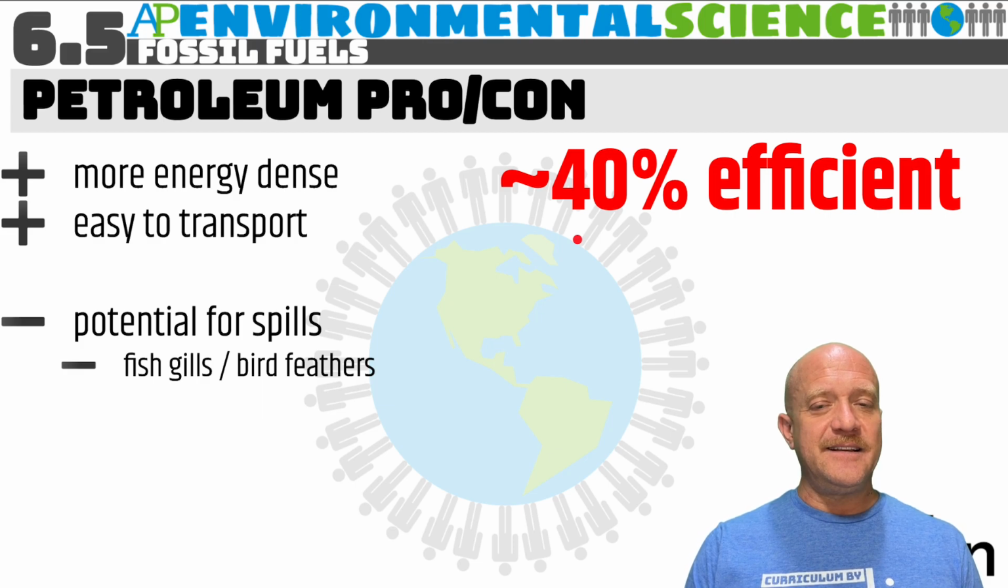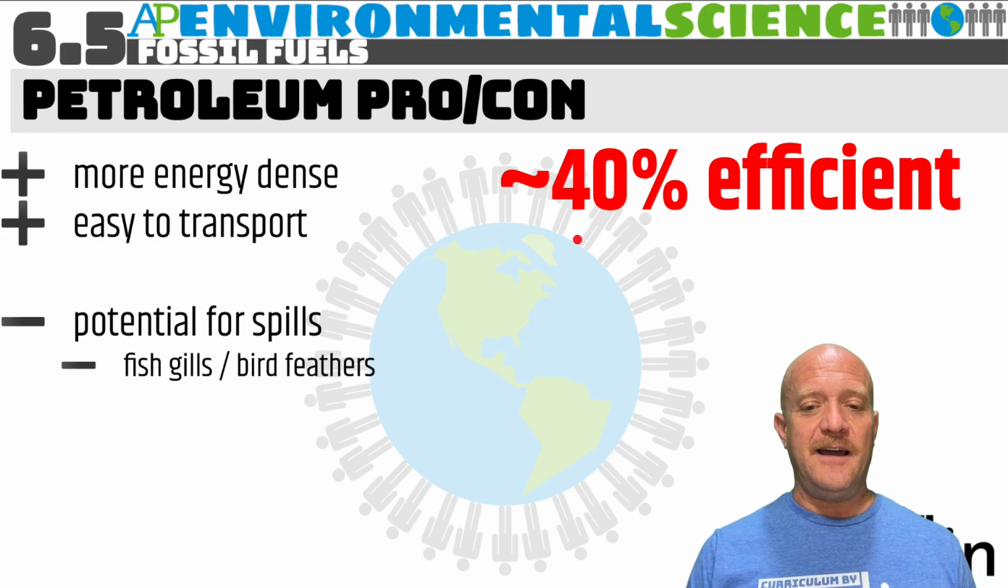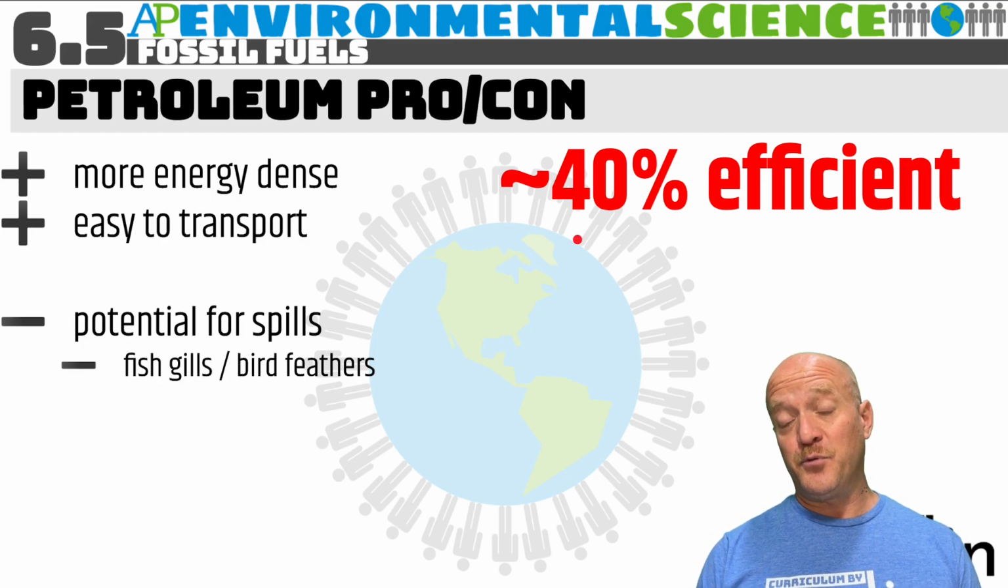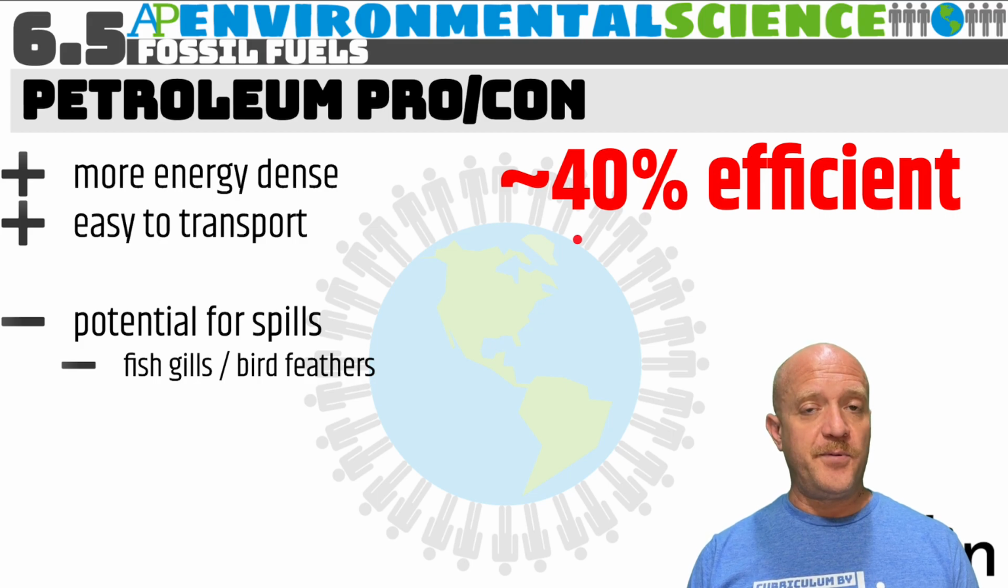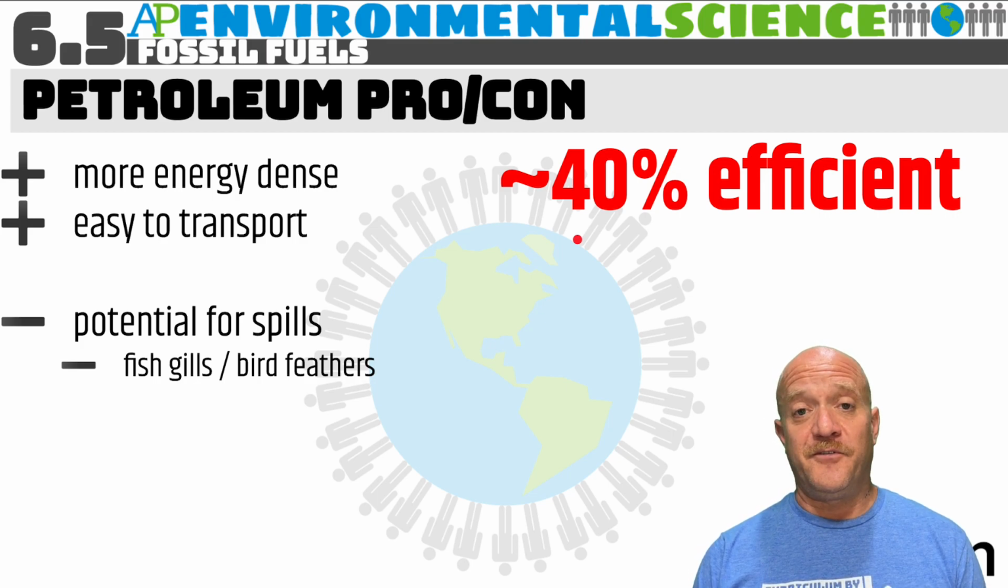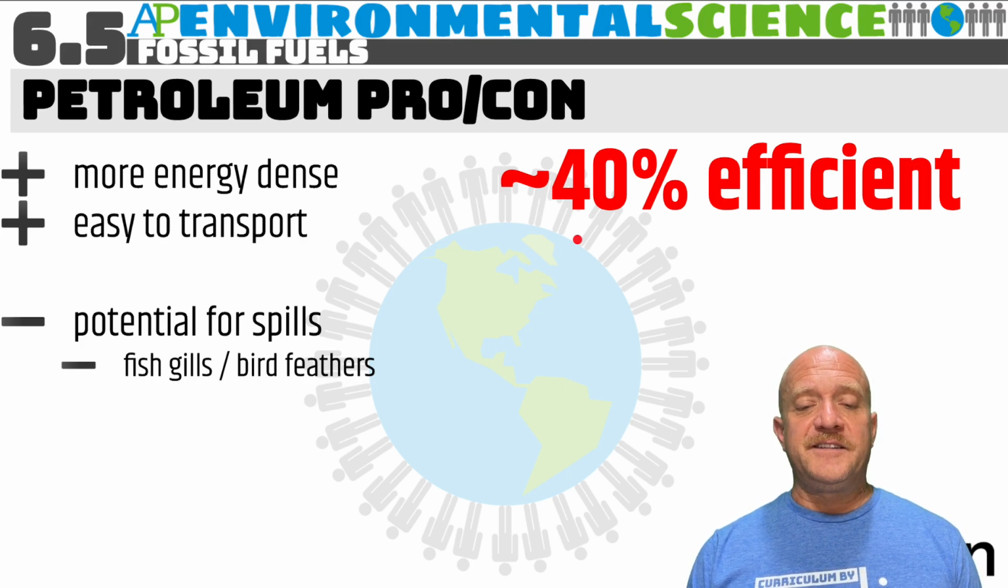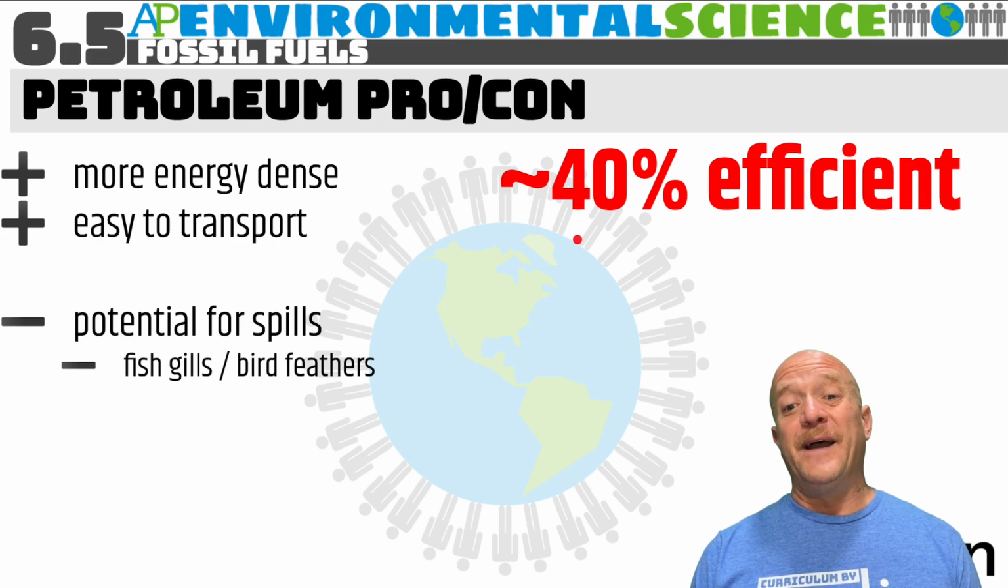It does have a potential for spillage. If it spills, like we've had some major disasters in the past, it can coat the fish gills, making it virtually impossible for them to breathe. It can also coat birds' feathers, making it impossible for them to fly. So this can be very disruptive for biodiversity.